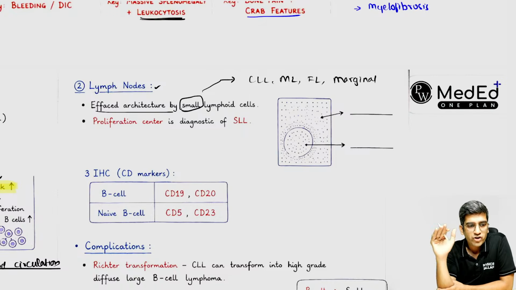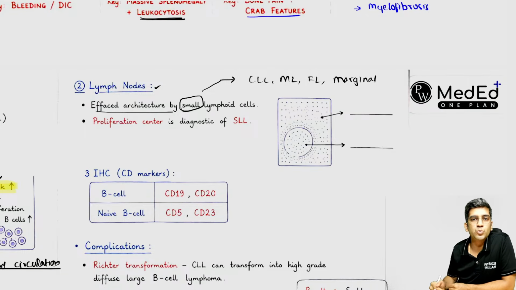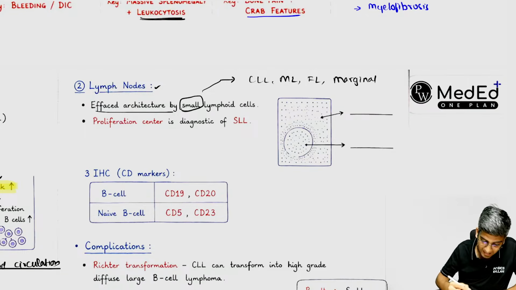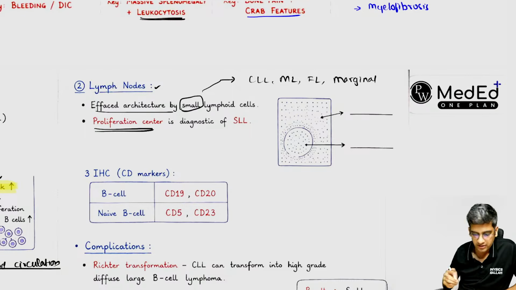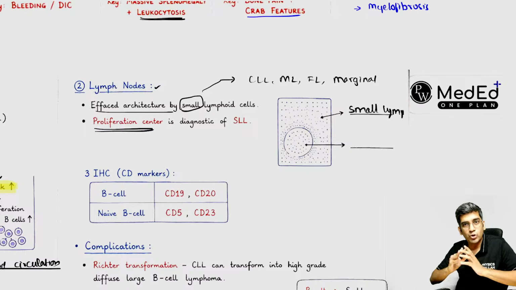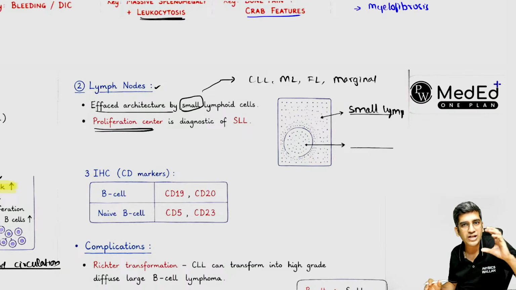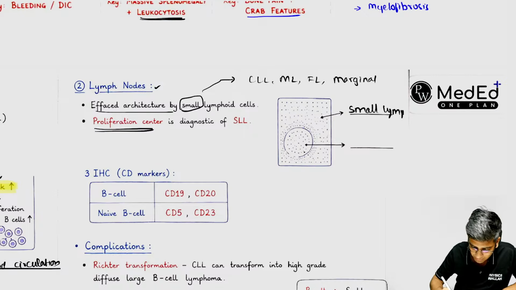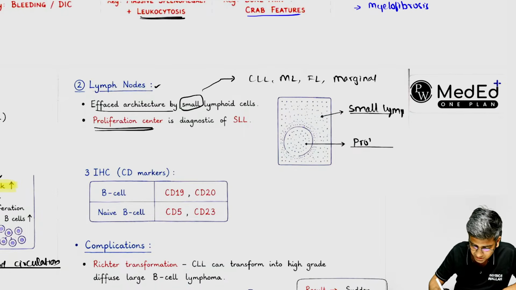So effaced lymphoid architecture is something which you can use for any lymphoma. Please use it for small lymphoid lymphoma also, right? It's going to be replaced by small lymphoid tumor cells, right? And this is diagnostic here. Proliferation centers are diagnostic of SLL, right? So let's say these are small lymphoid cells. If you want to draw a diagram, put a tiny box. Don't make it a bigger box. The smaller it is, the more comfortable for you to draw, right? Put multiple dots and put a round area. Mark them as proliferation center.